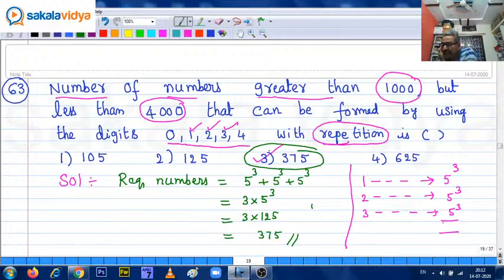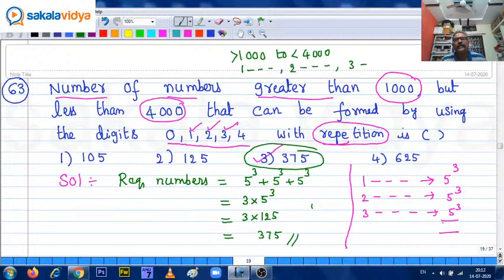Okay, 63rd, with repetition itself only. So that means the number must lie between 1000 and 4000. That means greater than 1000 and less than 4000. Greater than 1000 means you can take like this: start with 1, start with 2, start with 3. That's all. Don't write start with 4, because we should not require more than 4000. Less than 4000 itself only.